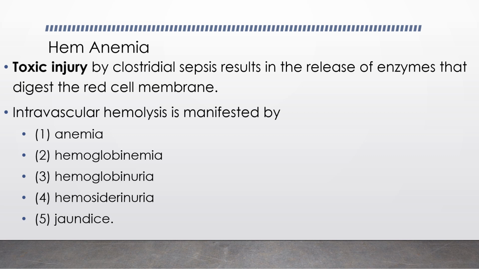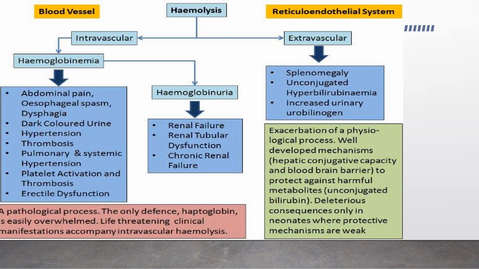Intravascular hemolysis, as you already seen, it will cause anemia, hemoglobinemia, hemoglobinuria, hemoglobin in the blood and in urine, hemosiderinuria, jaundice. Blood vessels, hemolysis, reticuloendothelial system.